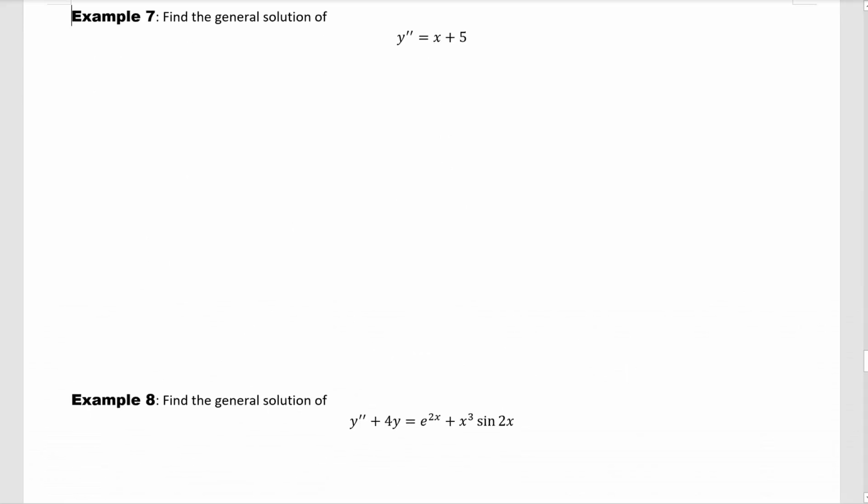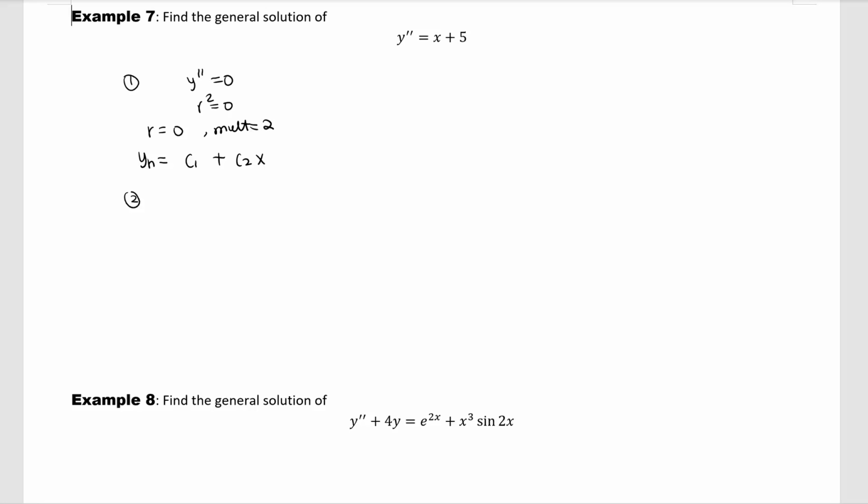Okay, so example 7, find the general solution of this guy. All right, so let's continue with the first step. The homogeneous part is just y prime prime is 0. So that corresponds to r squared is 0. So we have r is 0 with multiplicity 2. So then the homogeneous solution is C1 e to the 0, which is constant, plus C2 x. That is our homogeneous part.